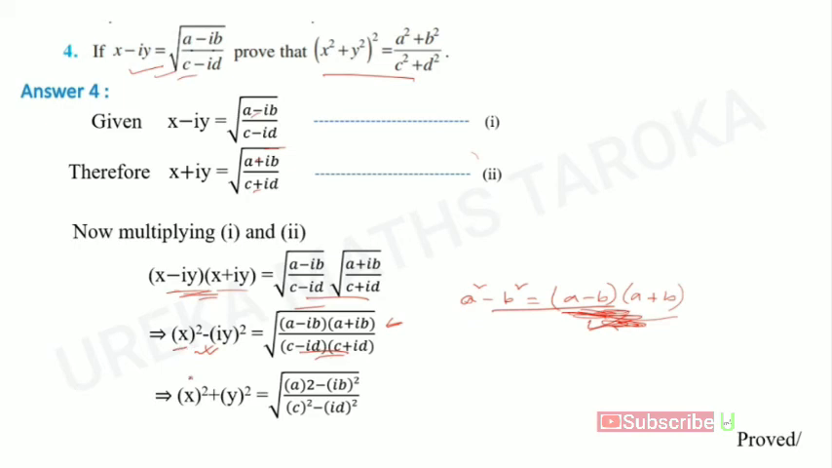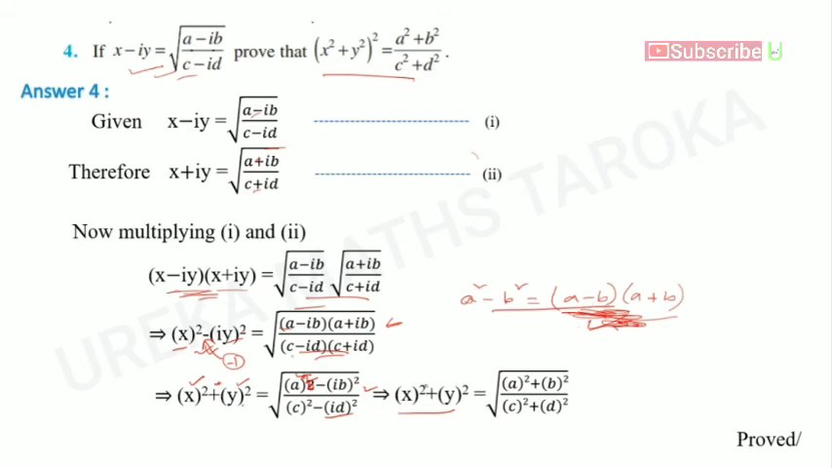So here this is x square, and y square is also there, but i square is equal to minus 1, with this minus 1 and this minus, so it is plus, right? Then a square, then ib square, then c square, and id square. In the next line, x square plus y square is this one, and then applying i square is equal to minus 1, we are having plus b square. Similarly, in the denominator it is plus again.